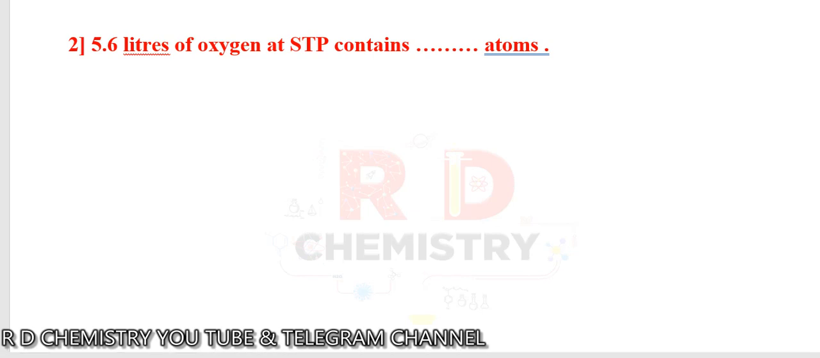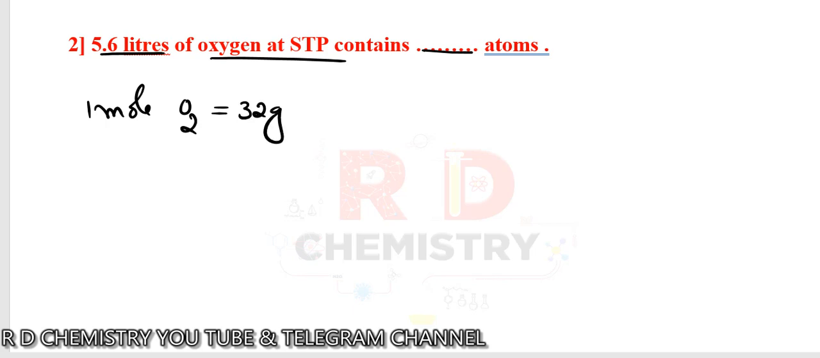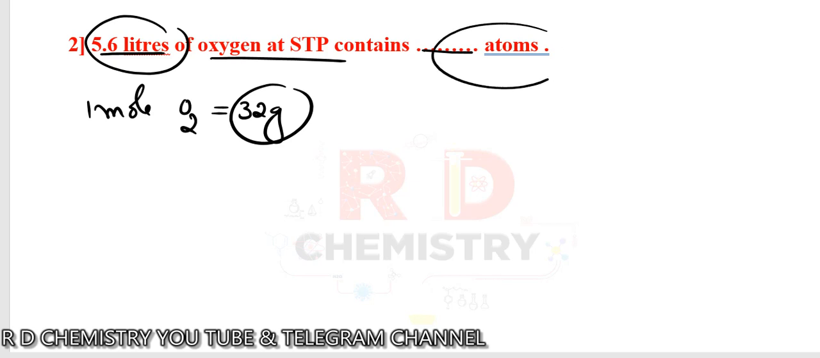Question number 2. 5.6 liters of oxygen at STP contains dash atoms. Oxygen is given in terms of liters, meaning the gas. So I'll take 1 mole of oxygen gas, which in terms of mass is 32 grams. But mass is not what we are interested in. We are interested in the liters and atoms.